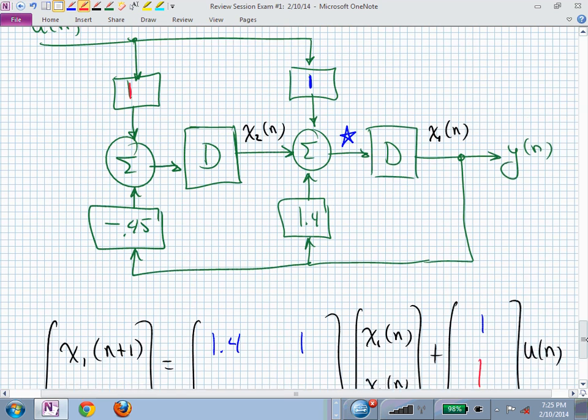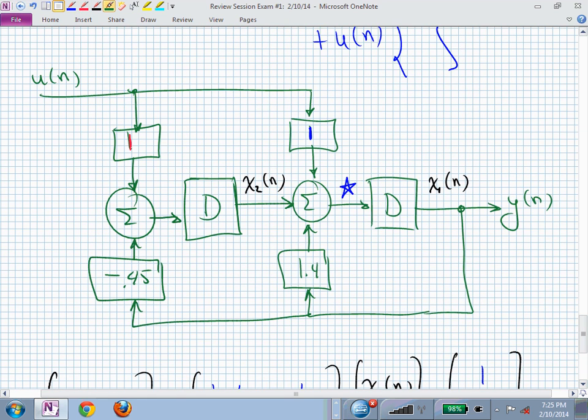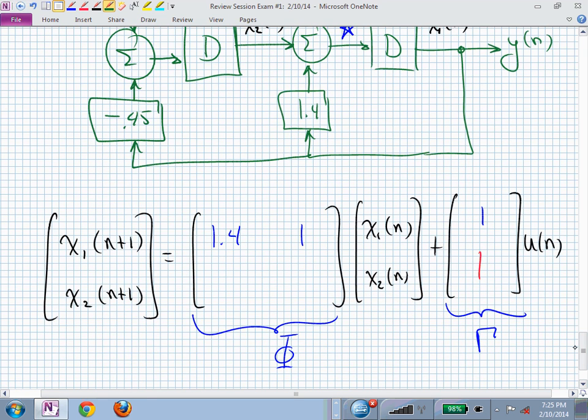That's driving x sub 2 of n plus 1, which is u of n minus 0.45 x sub 1, and how much of x sub 2 do I have feeding back? 0.